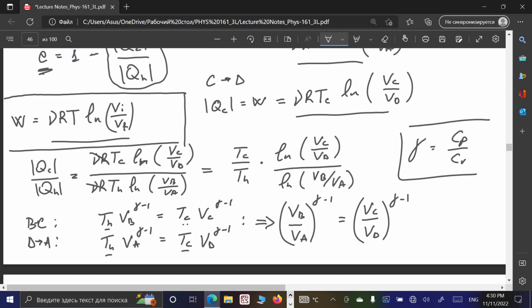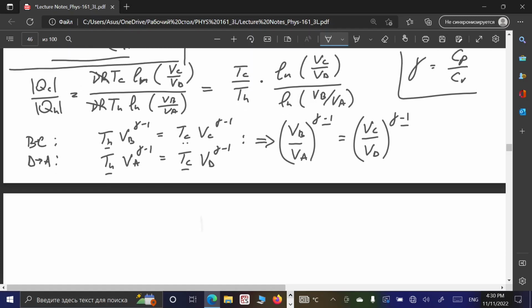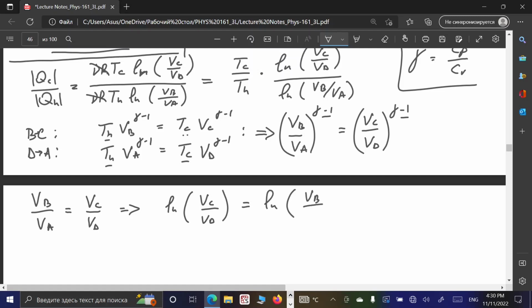So what it tells us, since powers are the same, their arguments should also be the same. So it means Vb over Va is equal to Vc over Vd. And from here, we can write that the natural logarithm of Vc over Vd is equal to the natural logarithm of Vb over Va.